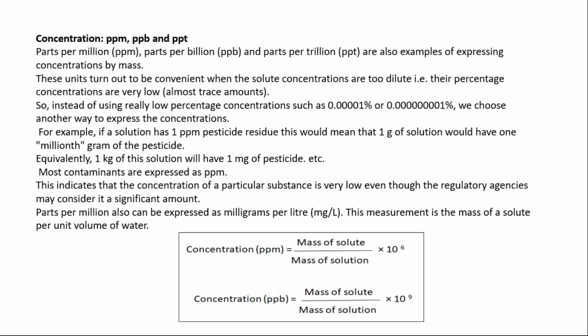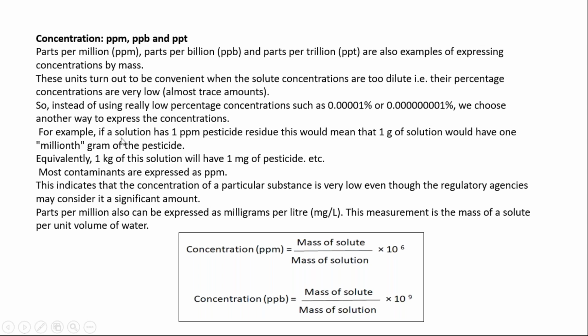And then you have the concentration, which is known as ppm, ppb, and ppt. So it is parts per million, parts per billion, and parts per trillion. These units are very convenient to use when the solute concentrations are very, very low, very dilute. Instead of expressing in terms of the number of zeros and then the last number, where we can make mistakes in the number of zeros that we add, the regulators and scientists have chosen other ways to express these concentrations.